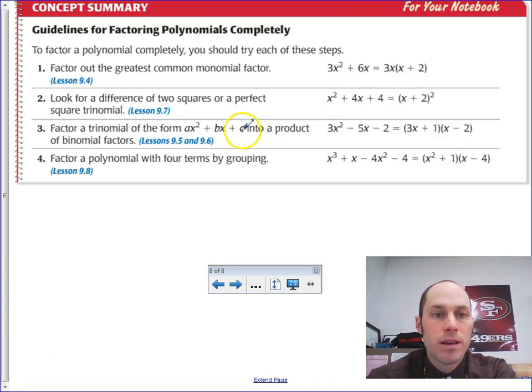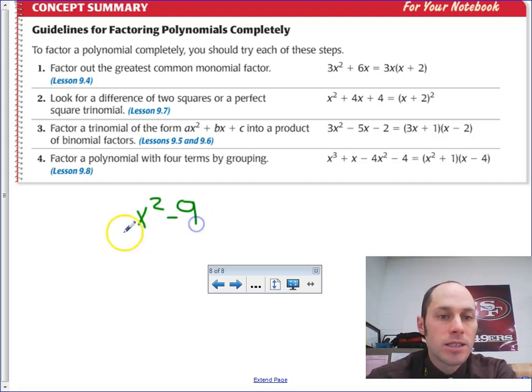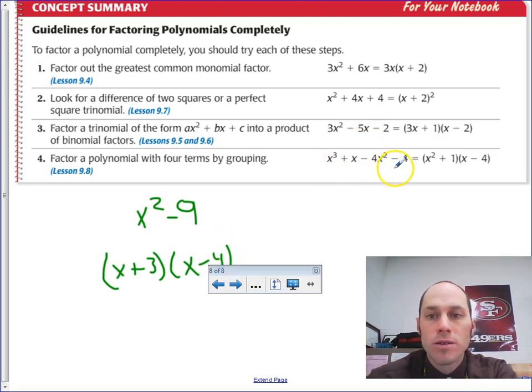If it's 3 terms, here I could use the AC method or set up my diamond with this one. Next thing to keep in mind is if it's 2 terms, I want to look for that. For instance, if we had x squared minus 9, this is a 2-term one, we could break into x plus 3, x minus 3. And if it's 4 terms, we have 4 terms here, now we would use the grouping method.